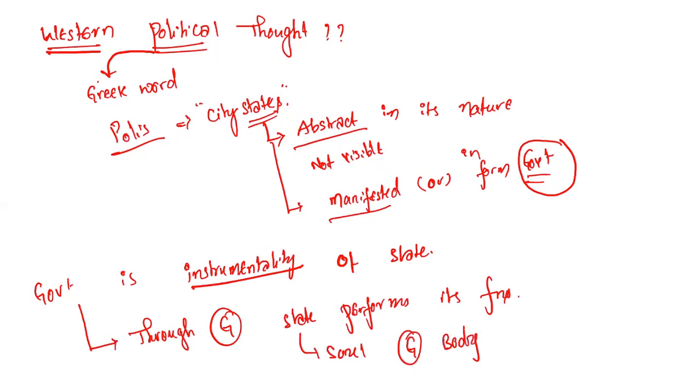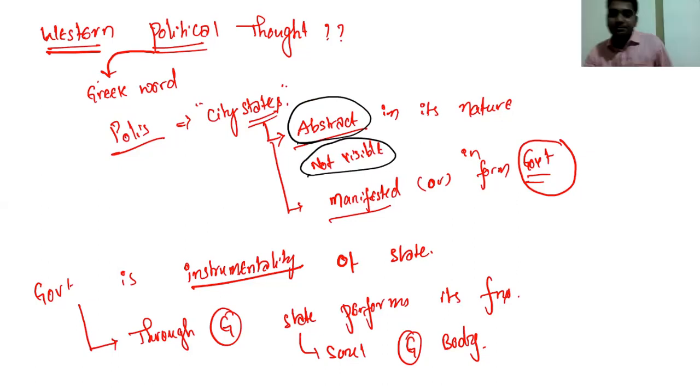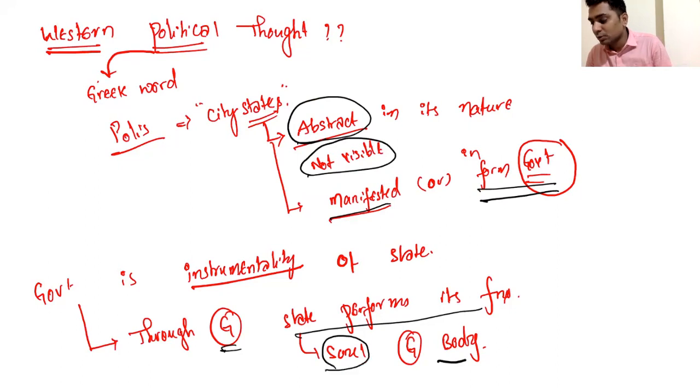So in short, state is abstract in its nature, not visible. You cannot see the state; rather it is manifested in the form of government. You can visualize state only in the form of government. Government is an instrument of state to perform its functions. Through government, state performs its functions. So state can be called the soul, government the body.